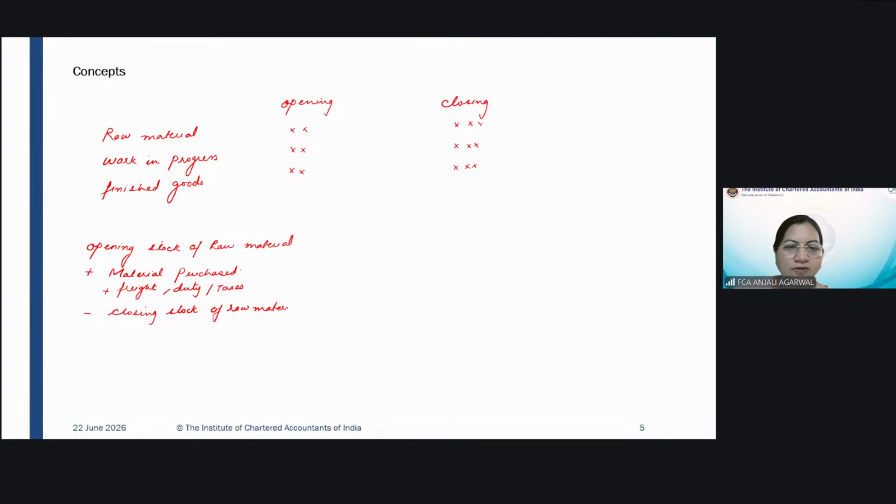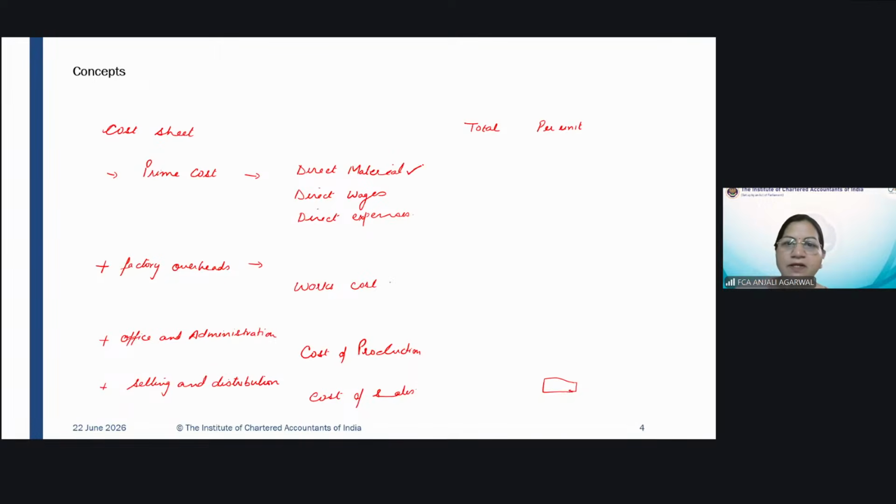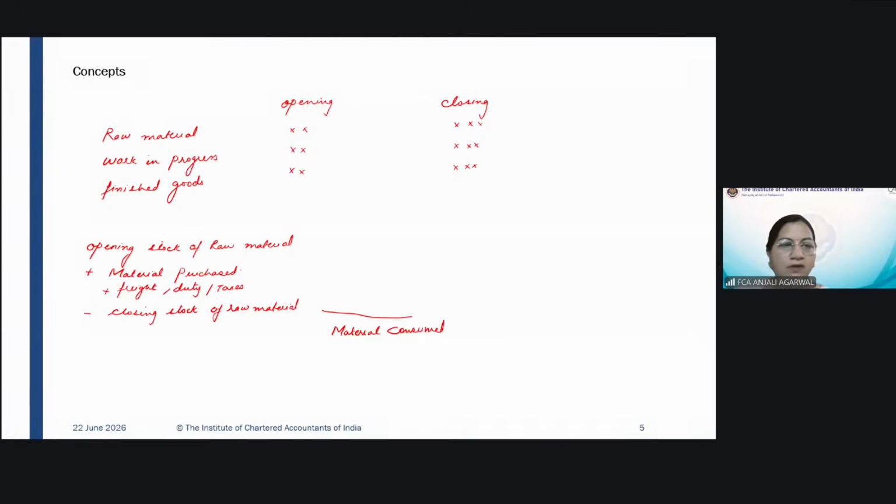So when you have adjusted your opening stocks and closing stocks of raw material, you end up getting the material consumed, which is the direct material. How does it come? Opening stock of raw material plus whatever purchased, all expenses which are incidental to material purchase, less closing stock of raw material. This will give us the material consumed. And this is your direct material.